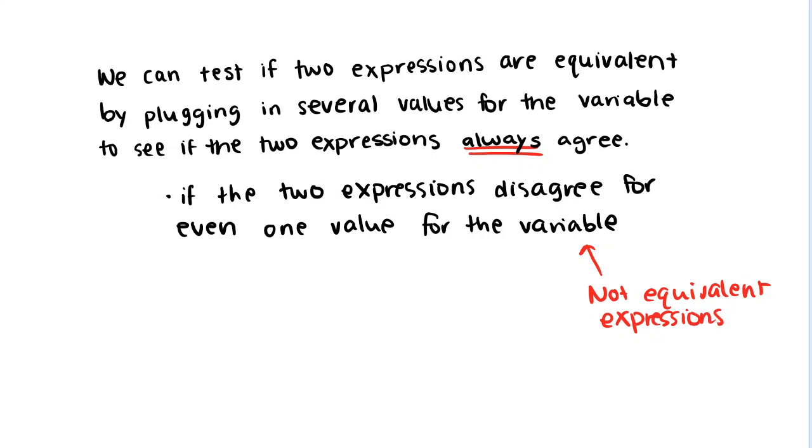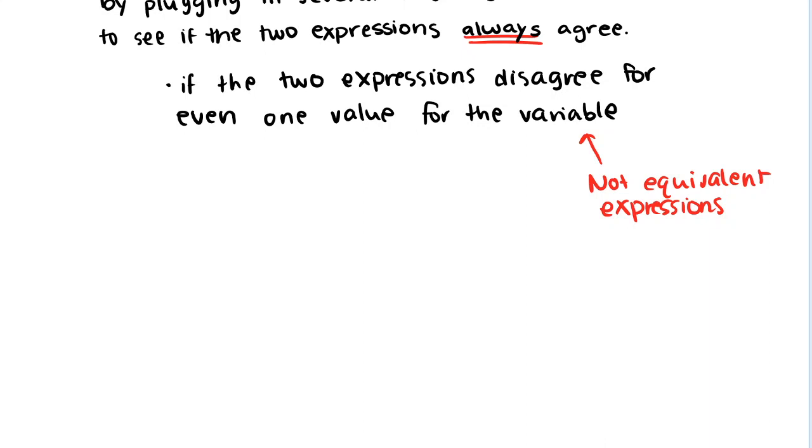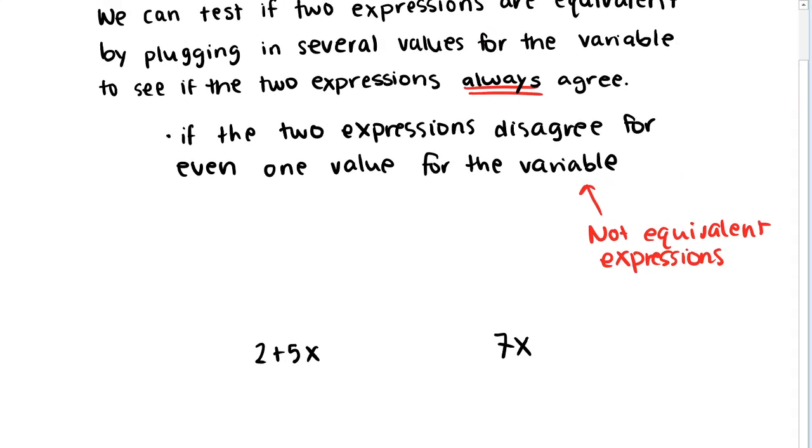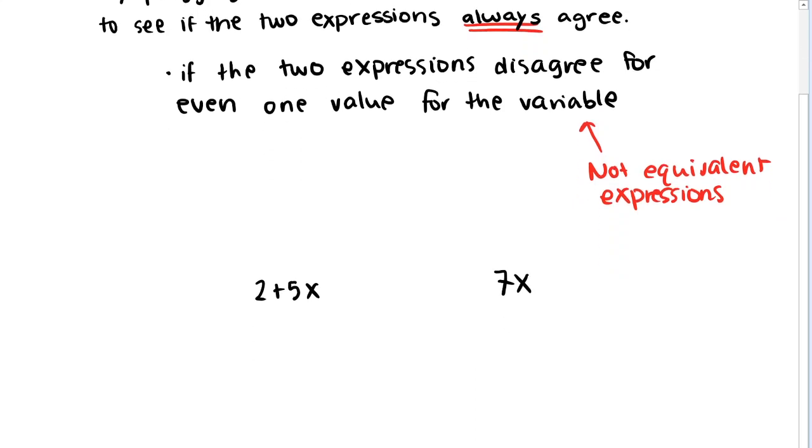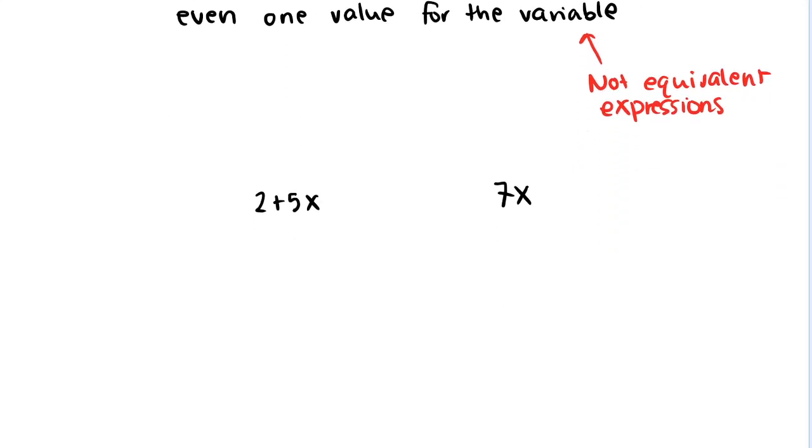And so here let's take a look at an example. So let's take the expression 2 plus 5x and 7x, and let's try and convince ourselves whether or not these two expressions are equivalent. And so what we're saying up here is that what we should do to tell whether or not they're equivalent is just plug in different values for x and see if the two give us the same result as one another every time. And so here I'm going to plug in an x value of 1.